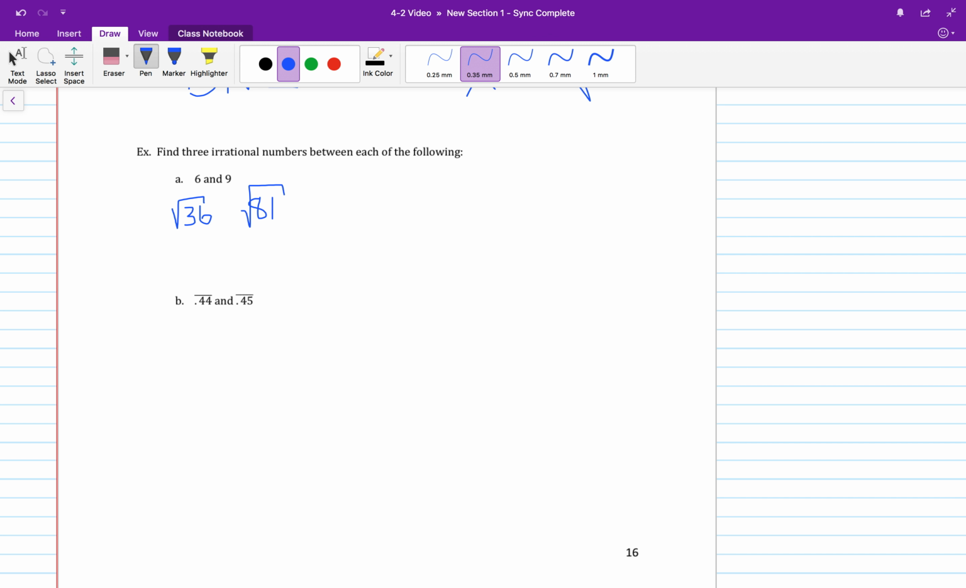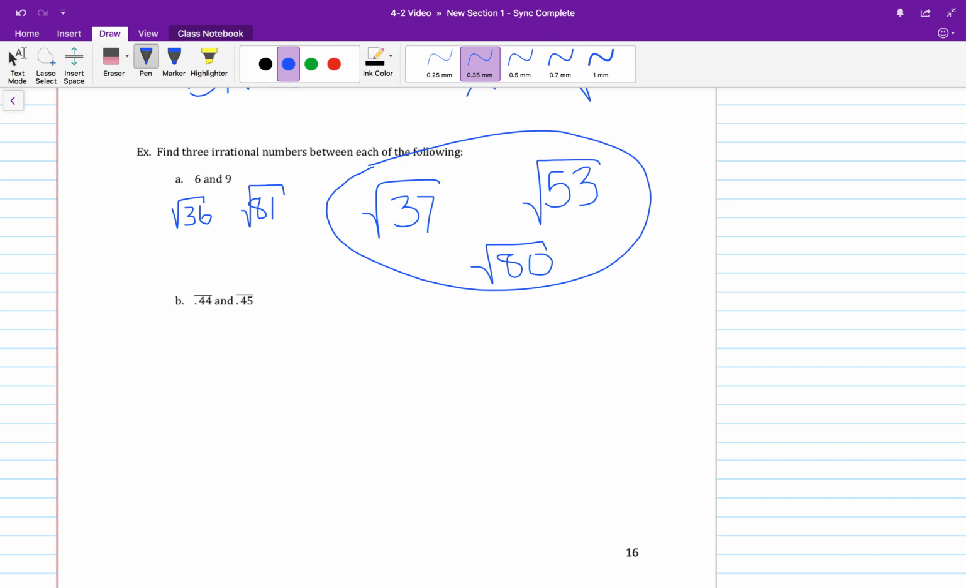Don't use perfect squares, so don't use the square root of 49 because that's 7, but you can come up with anything else. So, I don't know, the square root of 37, the square root of 53, again, anything between these two square roots, or the square root of 80. So here are 3 irrational numbers between 6 and 9.